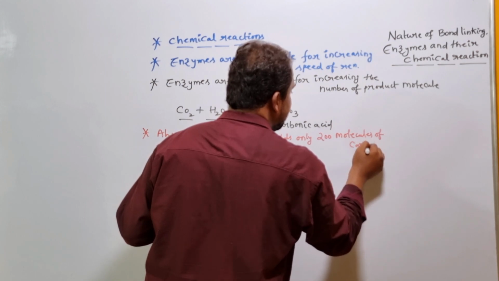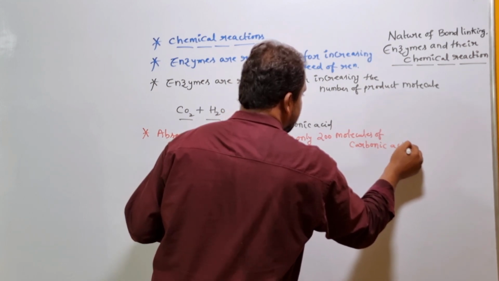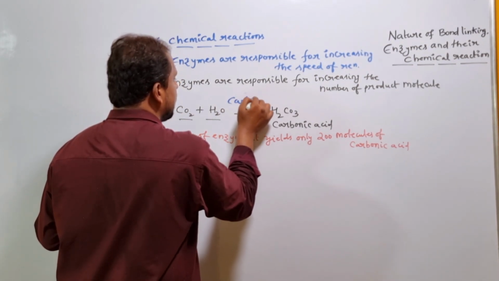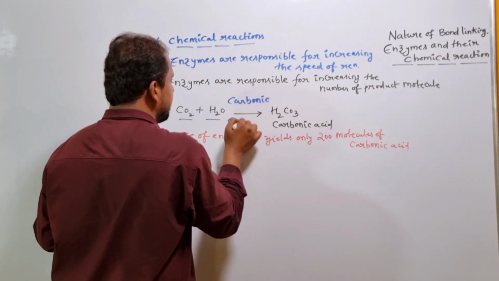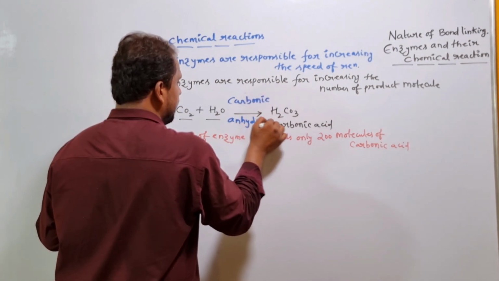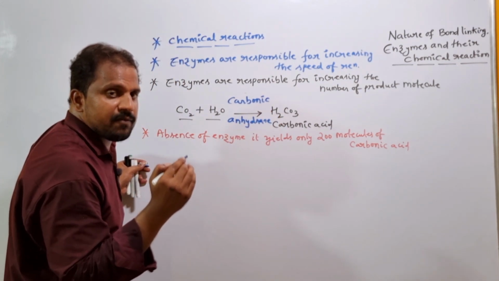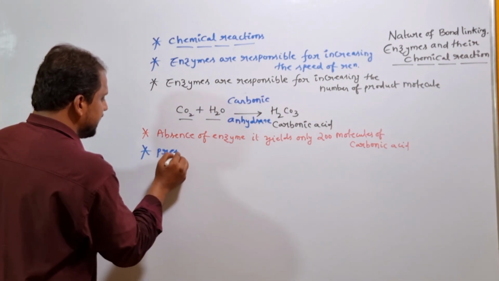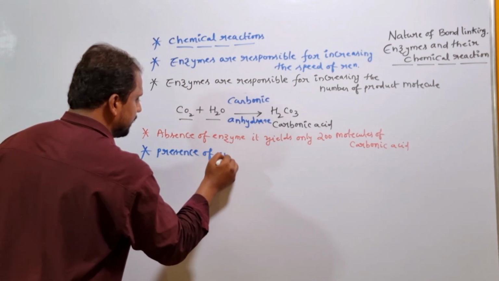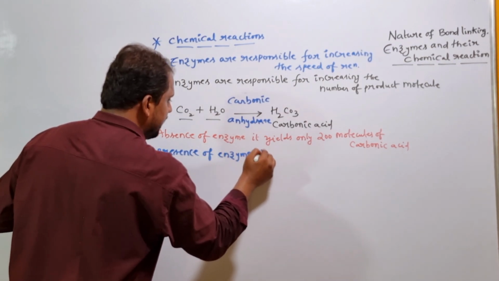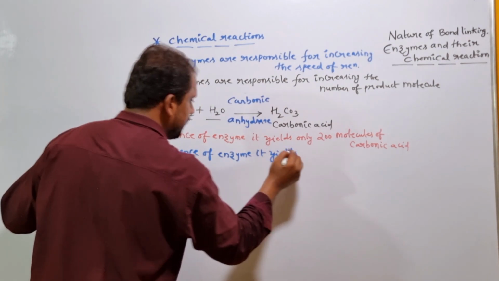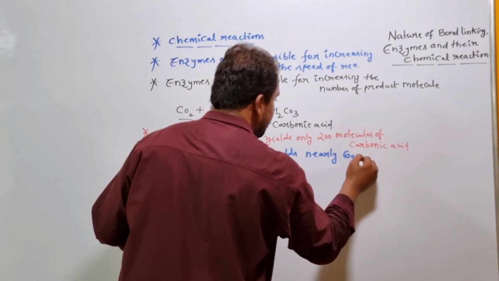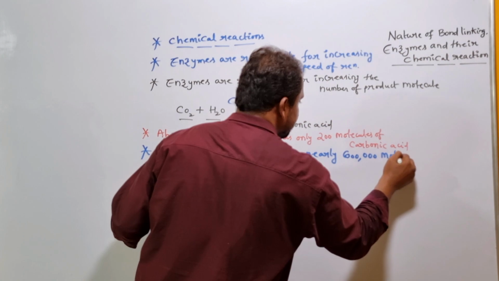But in the presence of enzyme, which is nothing but carbonic anhydrase, nearly 600,000 molecules of carbonic acid are produced. Is it clear? Presence of enzyme, it yields nearly 600,000 molecules of carbonic acid.